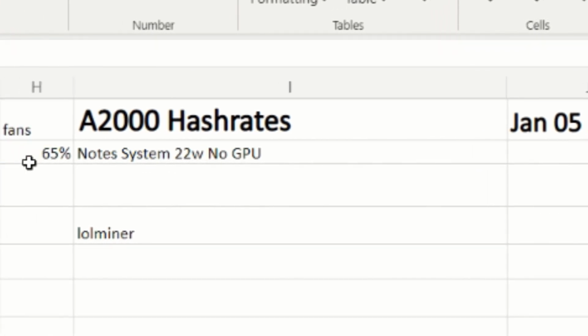All fans are running at 65% across all these tests. I never really ever run my fans above that. 65% does seem to be just fine on any GPU I have mined on so far.